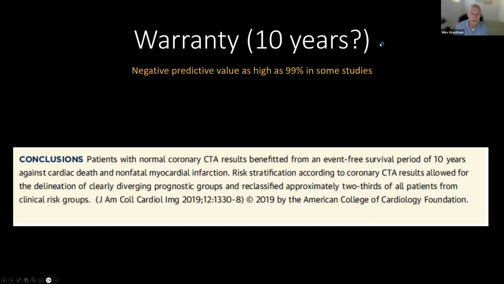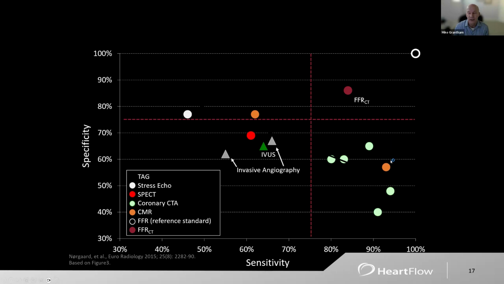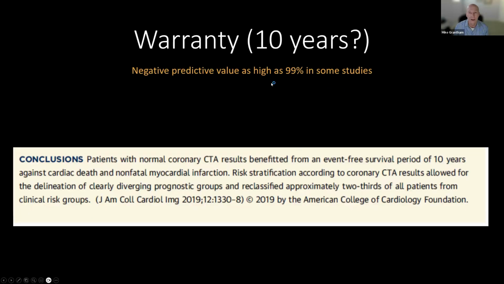And coronary CTA also comes with the benefit of what has been called a warranty, which is really somewhat of a misnomer. It just means event-free survival. Some studies have found that if you have a completely normal coronary CTA, you can have up to a 10-year event-free survival rate against cardiac death and non-fatal myocardial infarction. And why is that? Well, again, it's just because this high level of sensitivity comes with a high negative predictive value. Some studies have found up to 99% negative predictive value, and none of those other tests can claim that.